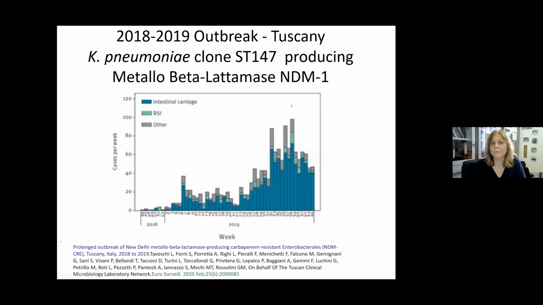The NDM-1 beta-lactamase is a highly potent carbapenemase, not inhibited by any inhibitor, and the only drug that works is aztreonam in association with other drugs. And these strains were susceptible to colistin, tigecycline, and fosfomycin.